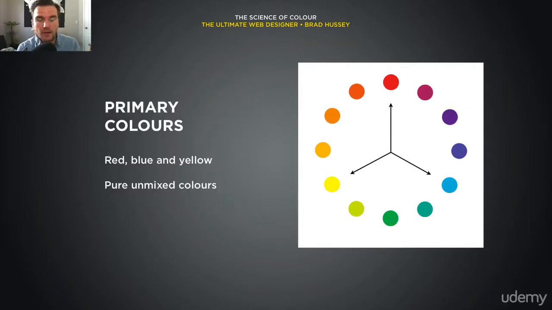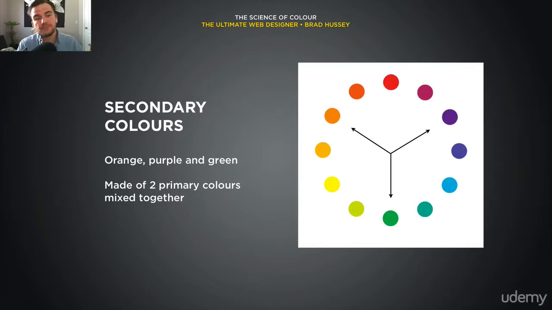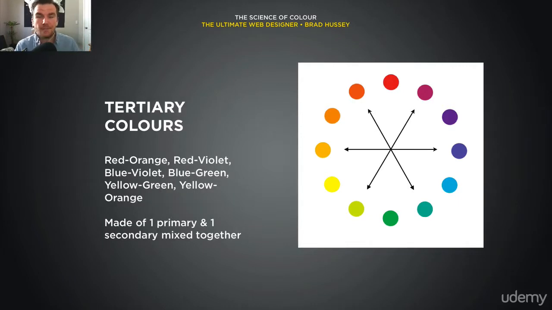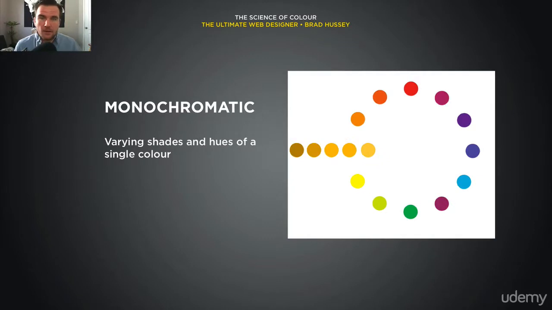Primary colors are red, blue, and yellow, and they are pure unmixed colors. However, once you start shifting, we have secondary colors, which are orange, purple, and green, and are made of two primary colors mixed together. Then we have tertiary colors, which are red-orange, red-violet, blue-violet, blue-green, yellow-green, and yellow-orange, which are made of one primary and one secondary color mixed together.